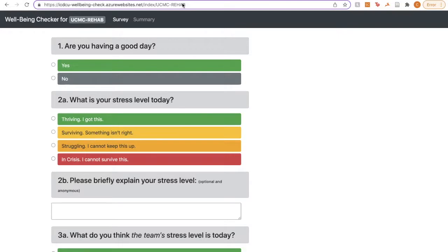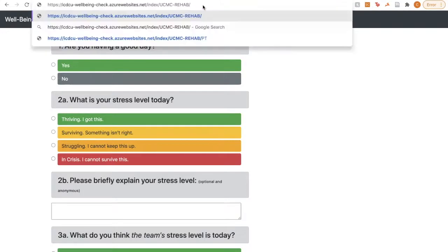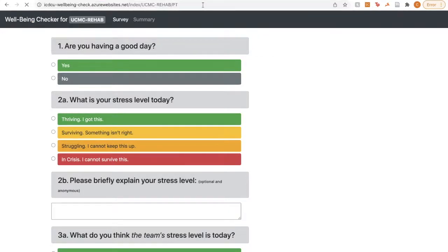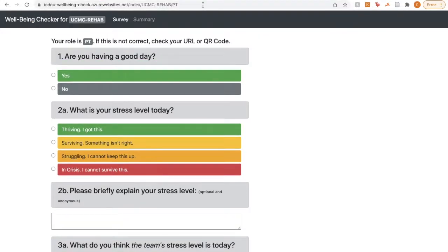Unique to the rehab page is role differentiation. There is a separate wellness checker survey for PT, OT, and ST. For this demo, we'll look at the PT wellness check survey, which contains all standard questions.